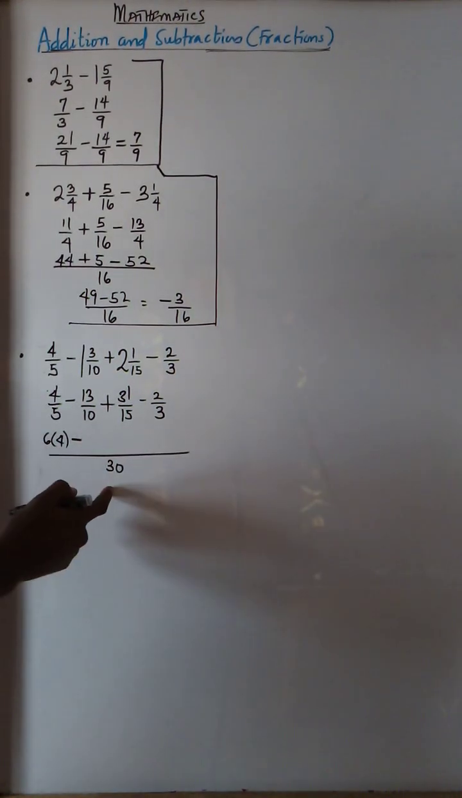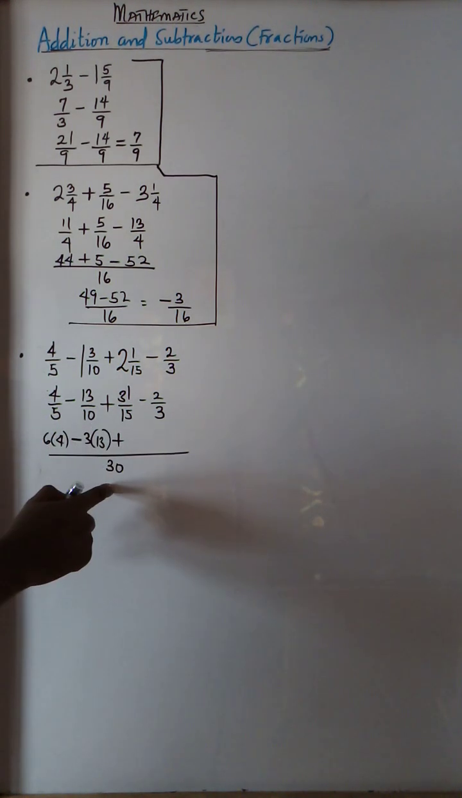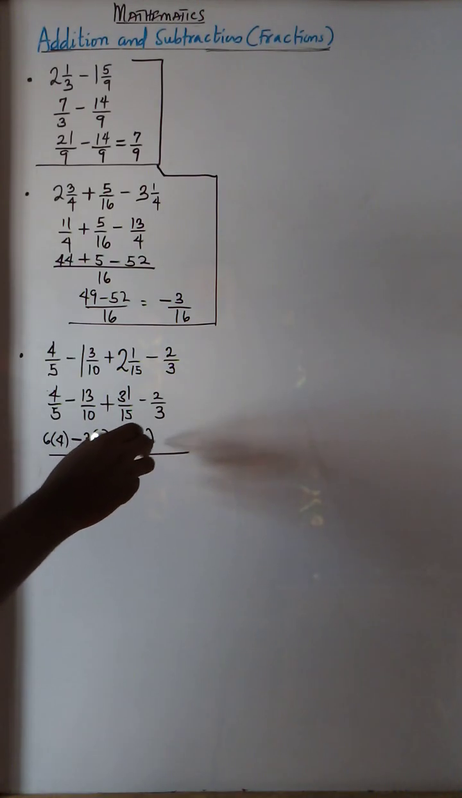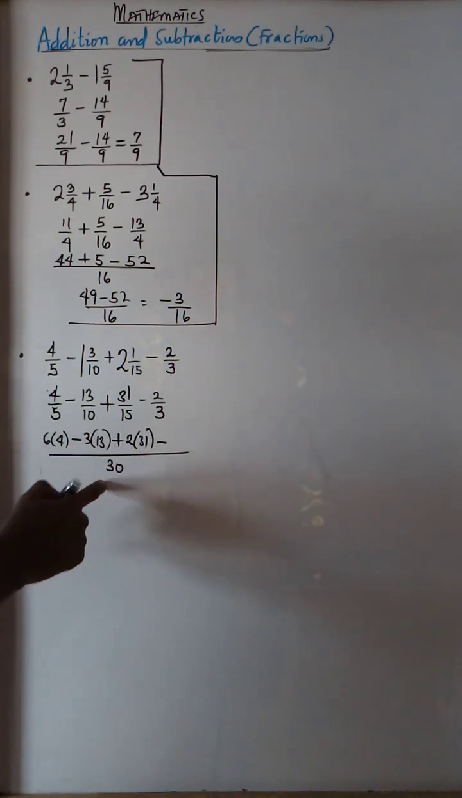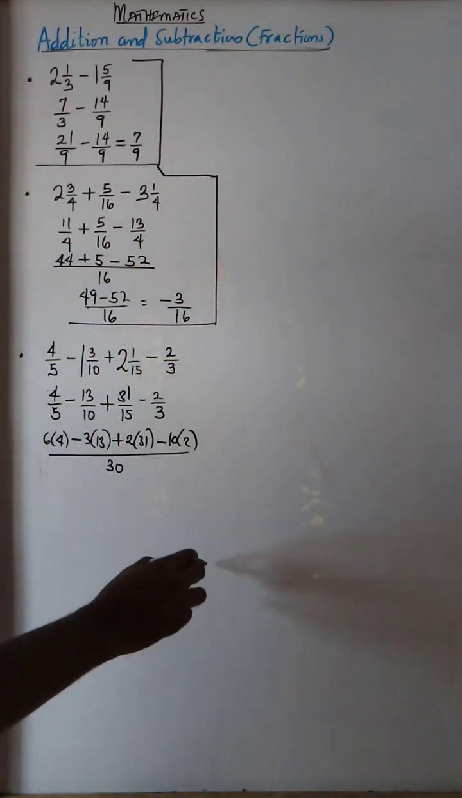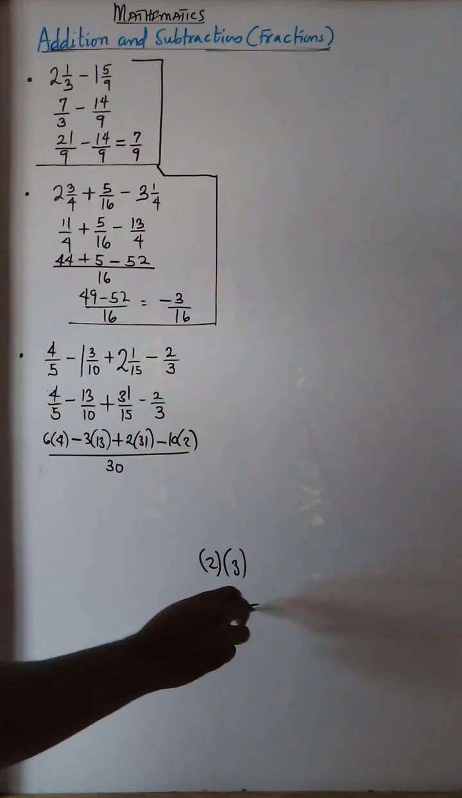10 divides 30, that's 3. Then 3 multiplies 13, that's 3 times 13. Plus 15 in 30 will give us 2 multiplies 31, that's 2 times 31. Minus 3 in 30 is 10, multiplies this 2. 10 times 2. So note, if we have something like this in mathematics, 2 and 3, it actually means what? 2 multiplies 3, which is 6.